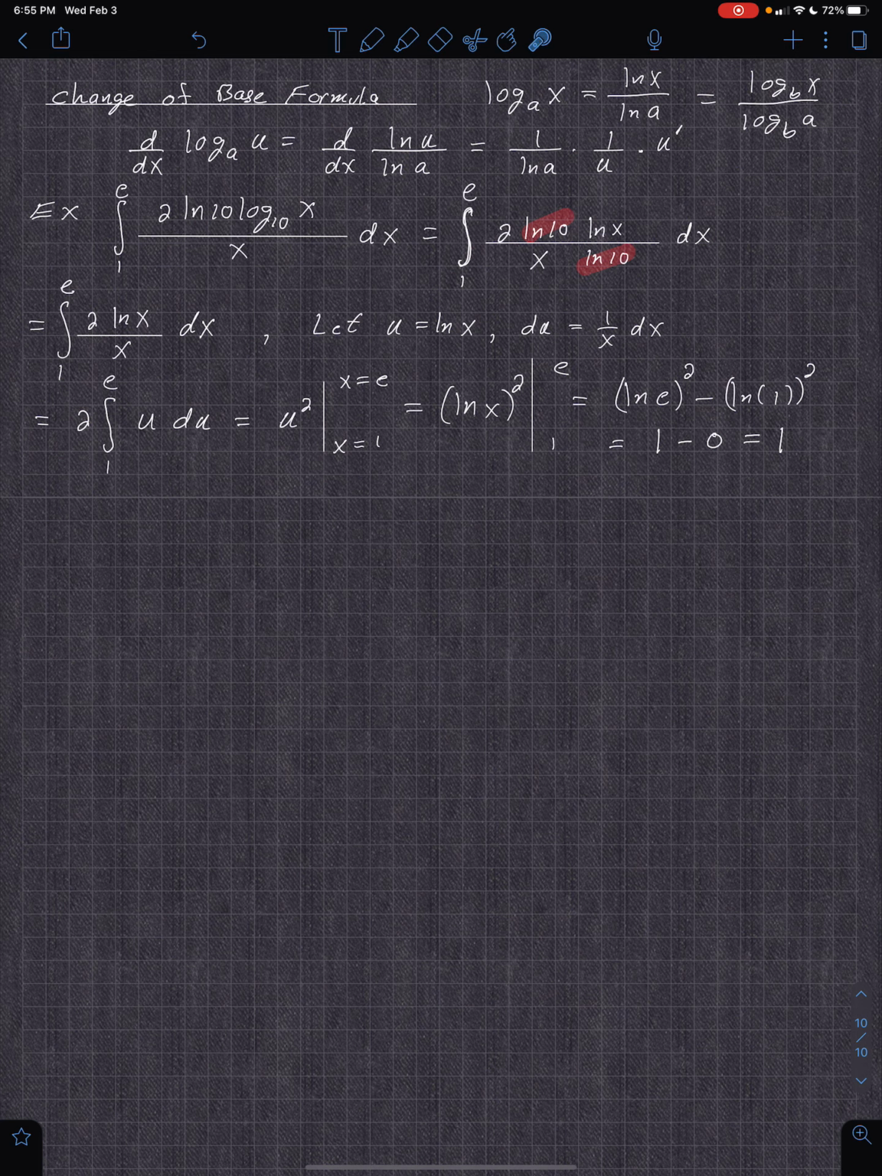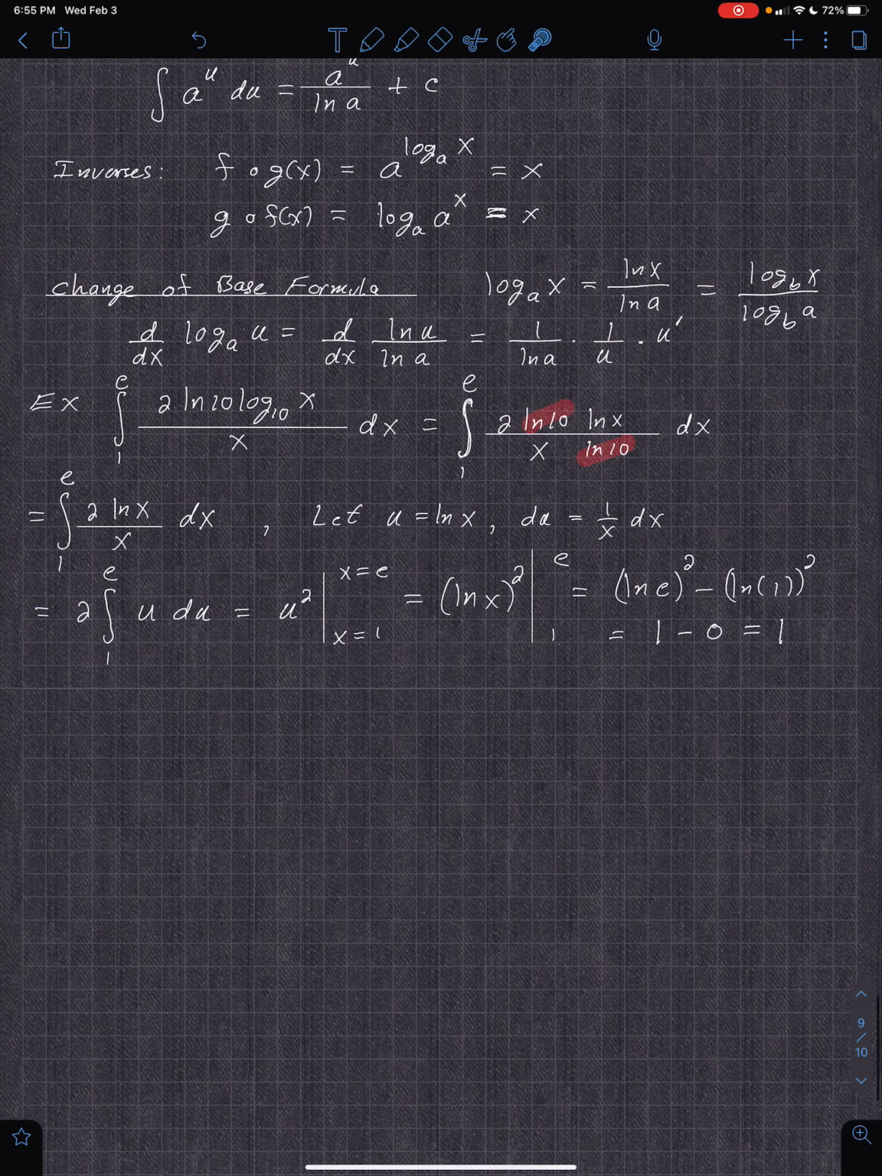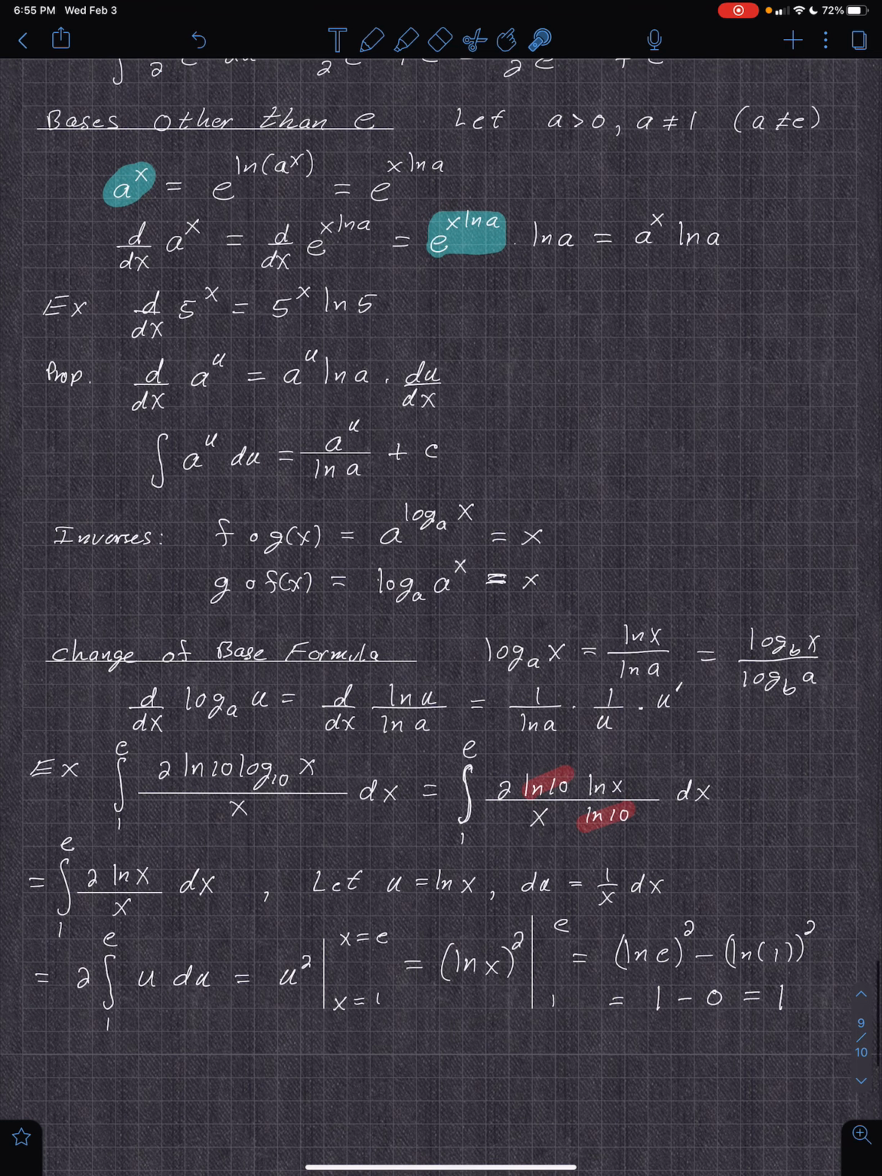So all this mess here, that's why I like this one. Check this out. All this mess here simplifies to 1. Pretty cool, huh? I like that. It's a good one. Okay, that's it for that section.